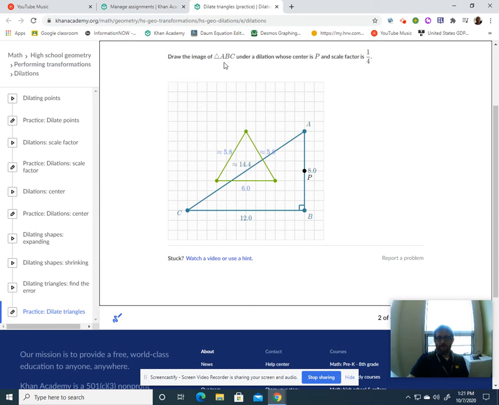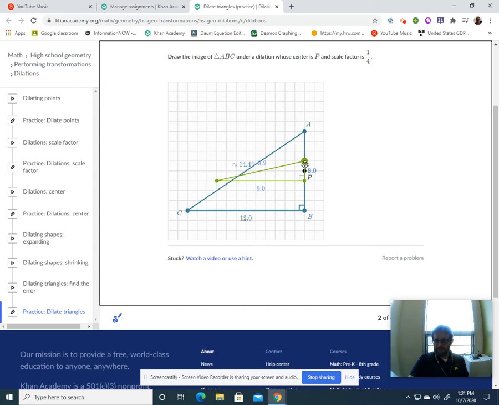Draw the image of triangle ABC under a dilation whose center is P and whose scale factor is a fourth. Okay, so this is going to be my center. So now I'm going to have the same thing. Okay, so this point is 4 units straight up. So I'm going to do a fourth of that. So instead of being 4 units up, I'm going to be 1 unit up. This one is 4 units down. So again, I'm going to do a fourth of that. I'm only going to do 1 unit down.